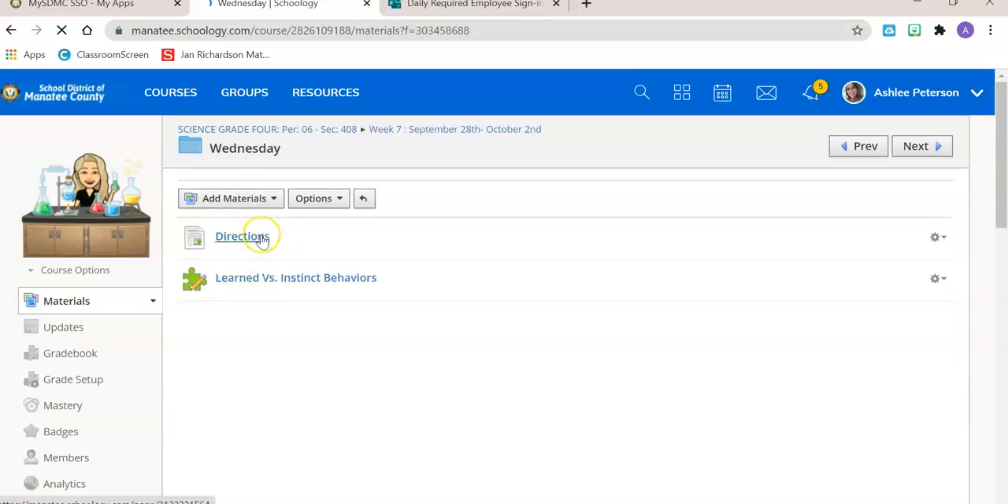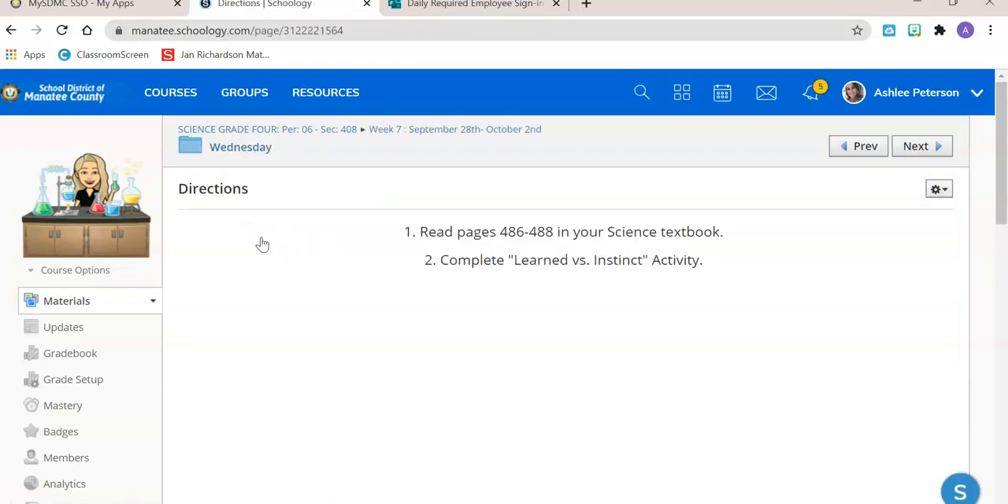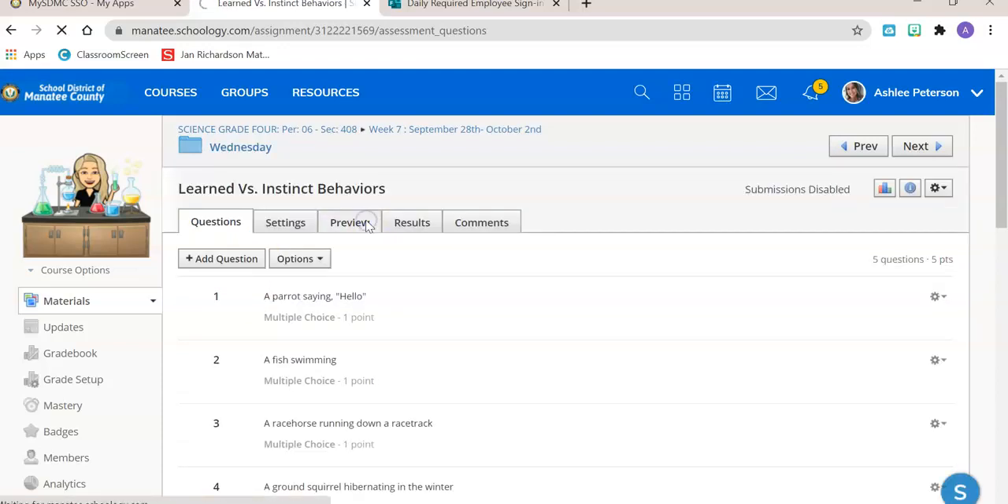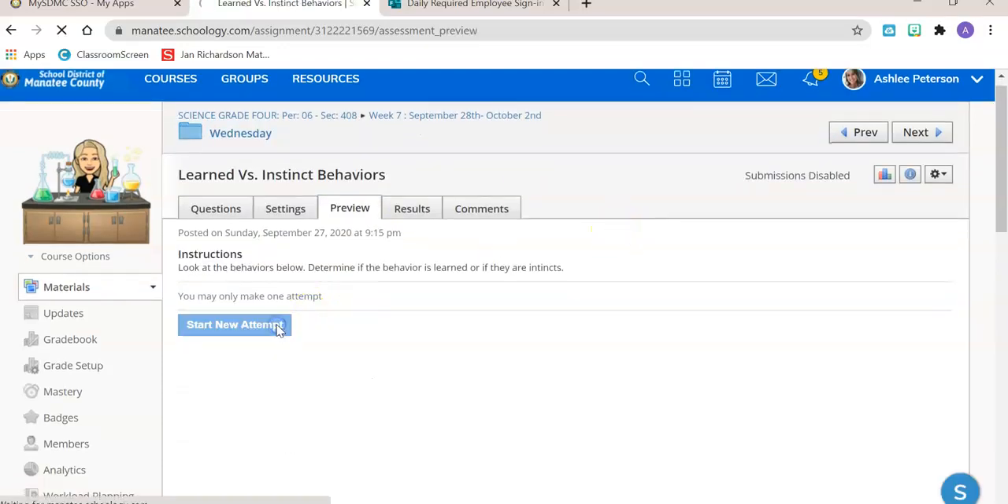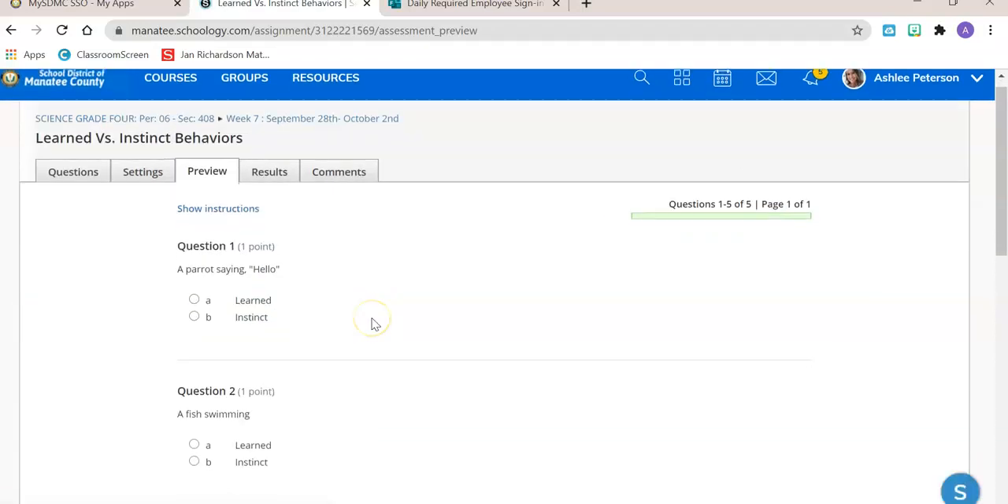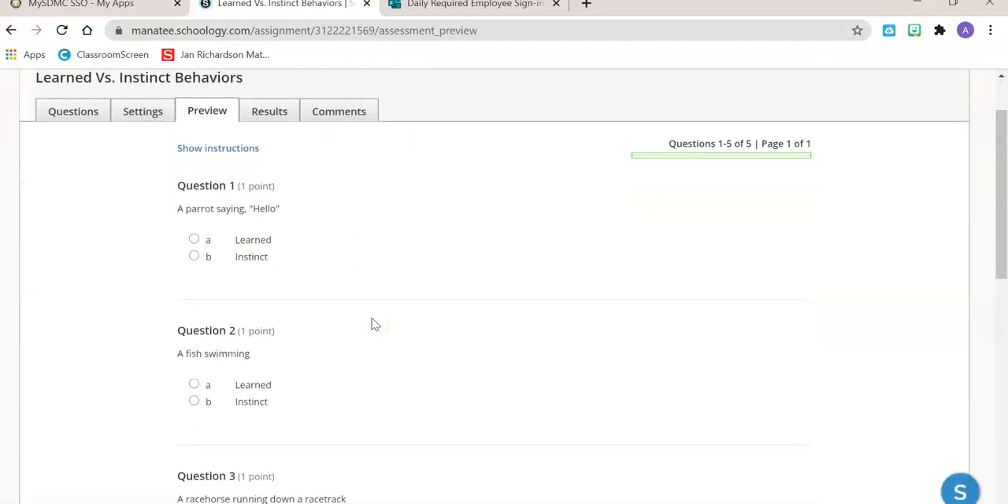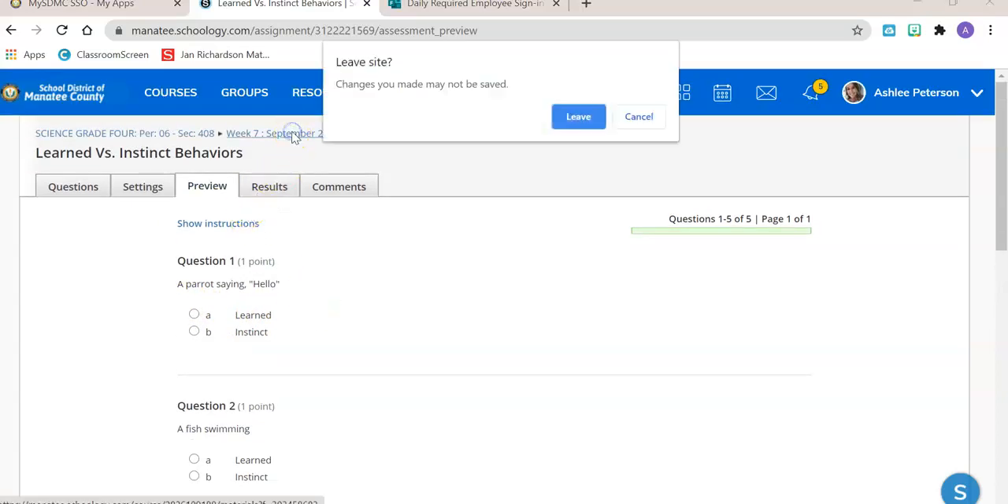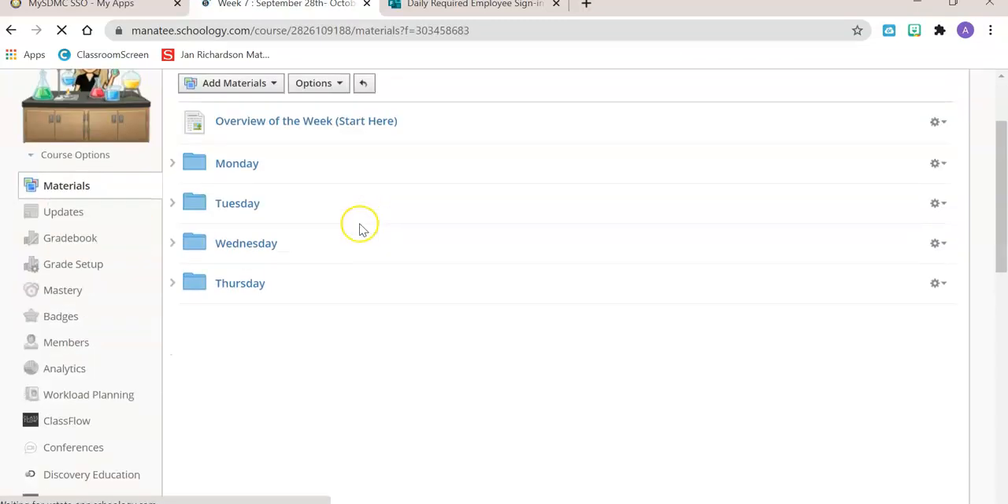Wednesday, you will be reading pages 486 to 48 in your science textbook, and you're going to complete the learned versus instinct activity. And for that activity, I'm going to preview it. You are going to determine if each question, if that behavior is learned or if it's an instinct. So for example, a parrot saying hello, is that learned or is that an instinct for them? And that is what you were doing on Wednesday.